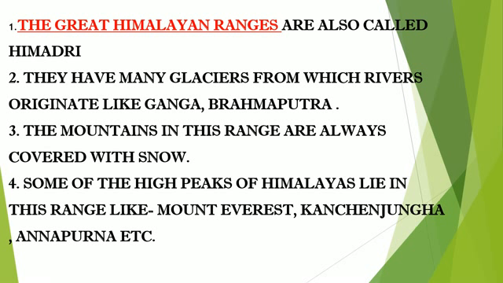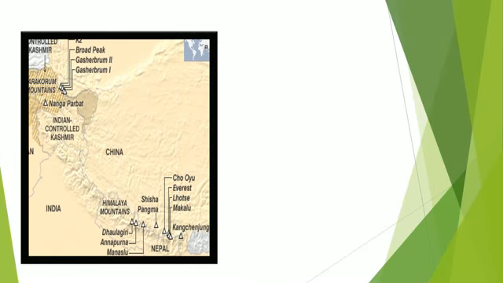Many high peaks of the Himalayas lie in this great Himalayan range only, like Mount Everest, Kanchenjunga, and Annapurna. These are examples of high peaks of the Himalayas which lie in the Great Himalayan range, or you can say in the Himadri range only.